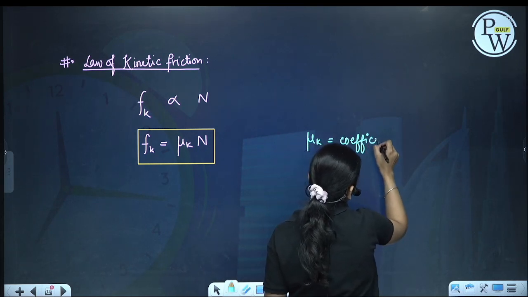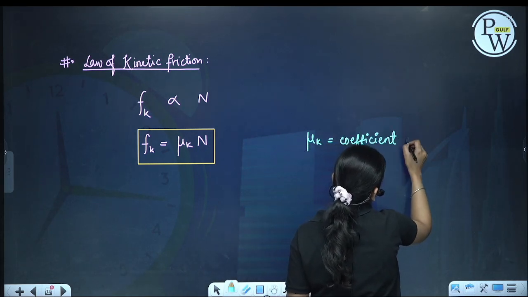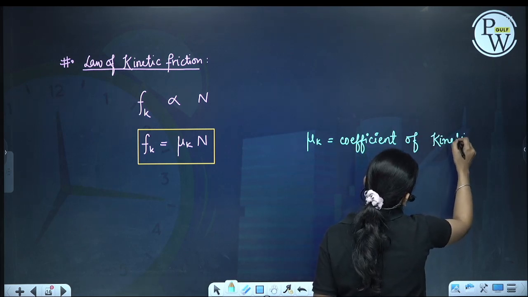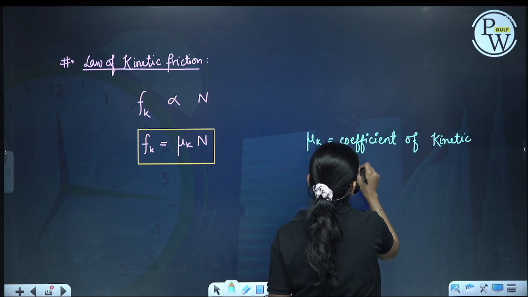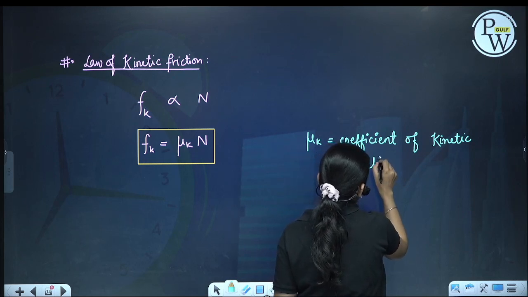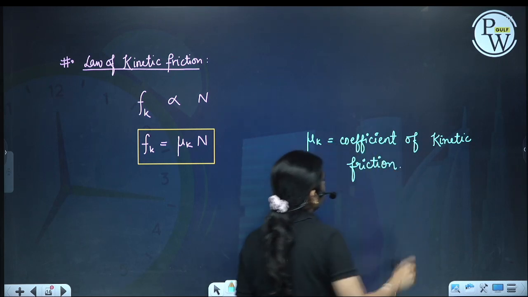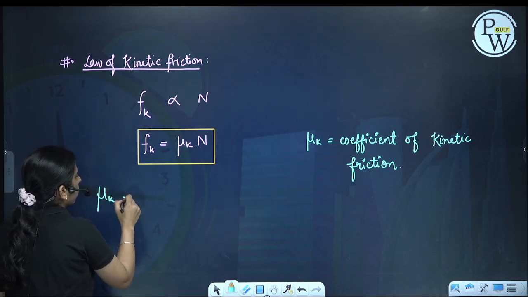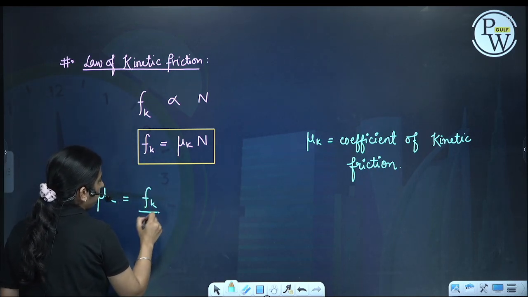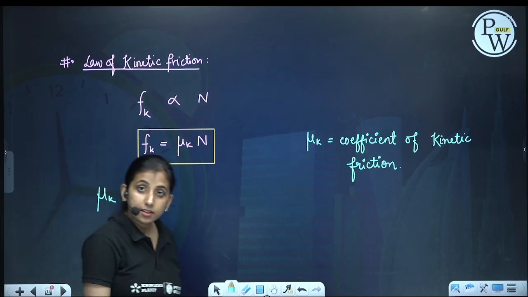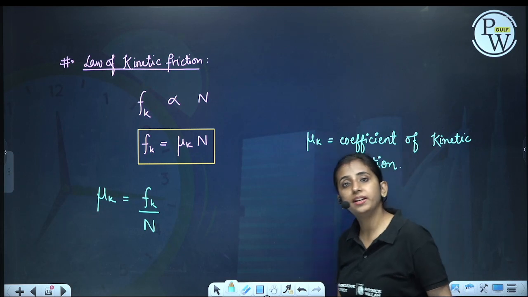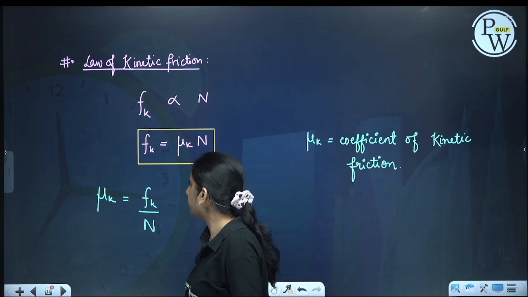Mu k is called the coefficient of kinetic friction. And what will be the value of mu k? Mu k's value will be Fk by N. As with the static case, it is a force divided by a force, so it is dimensionless and unitless.